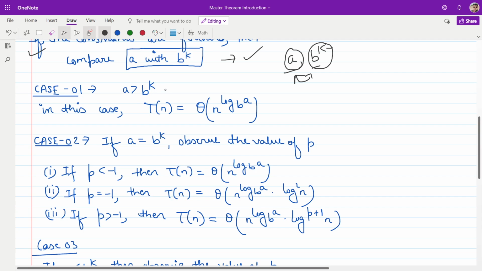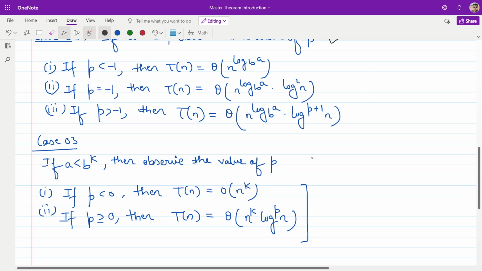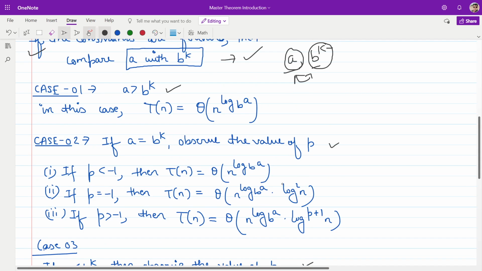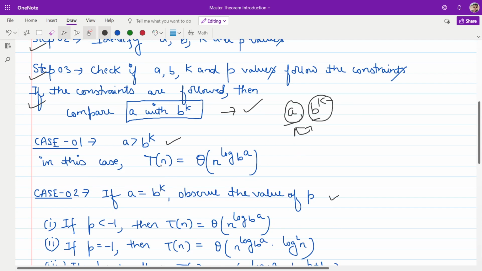In the first case, you can have the value of a greater than b raised to the power k. In another case, you can have the value of a equal to b raised to the power k, and in the third case you can get the value of a to be less than b raised to the power k. These are the three different cases corresponding to the relationship between a and b raised to the power k. So let us start with the first case.